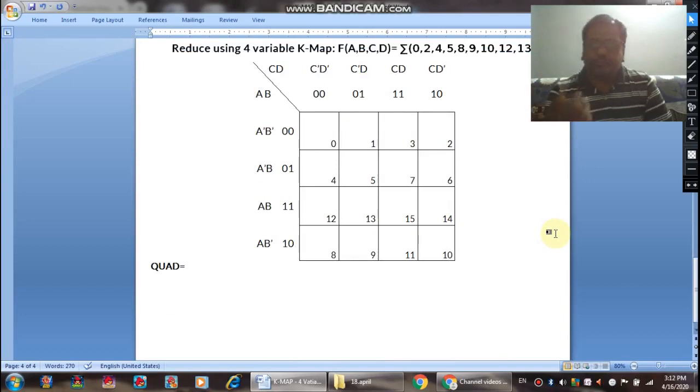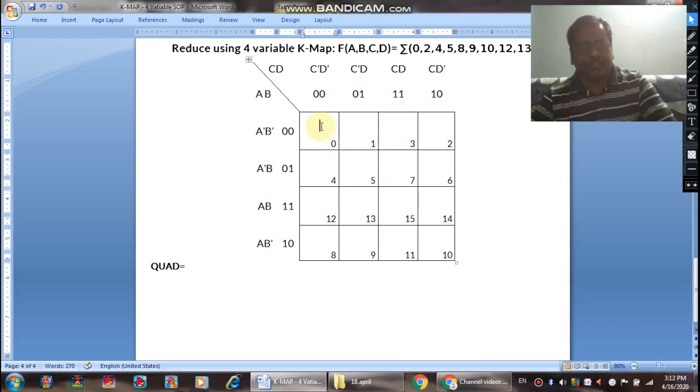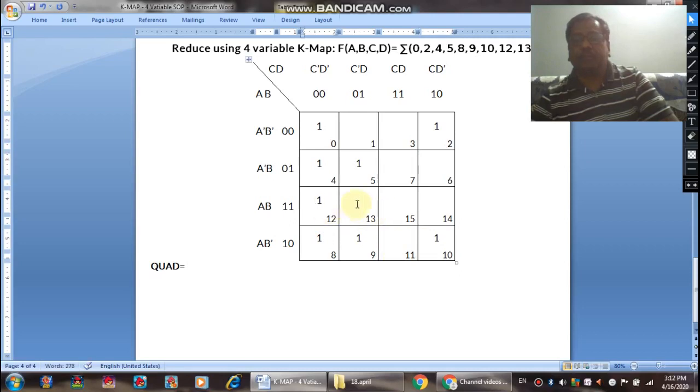that is again to reduce a 4 variable K-map, and the cardinals are 0, 2, 4, 5, 8, 9, 10, 12 and 13. We are thorough with the structurization of the K-map. We will straight away move to the plotting of 1. So in this K-map we will plot 1 at 0, we will plot at 2, we will plot at 4, we will plot at 5, we will plot at 8, we will plot at 9, we will plot at 10, we will plot at 12 and we will plot at 13.